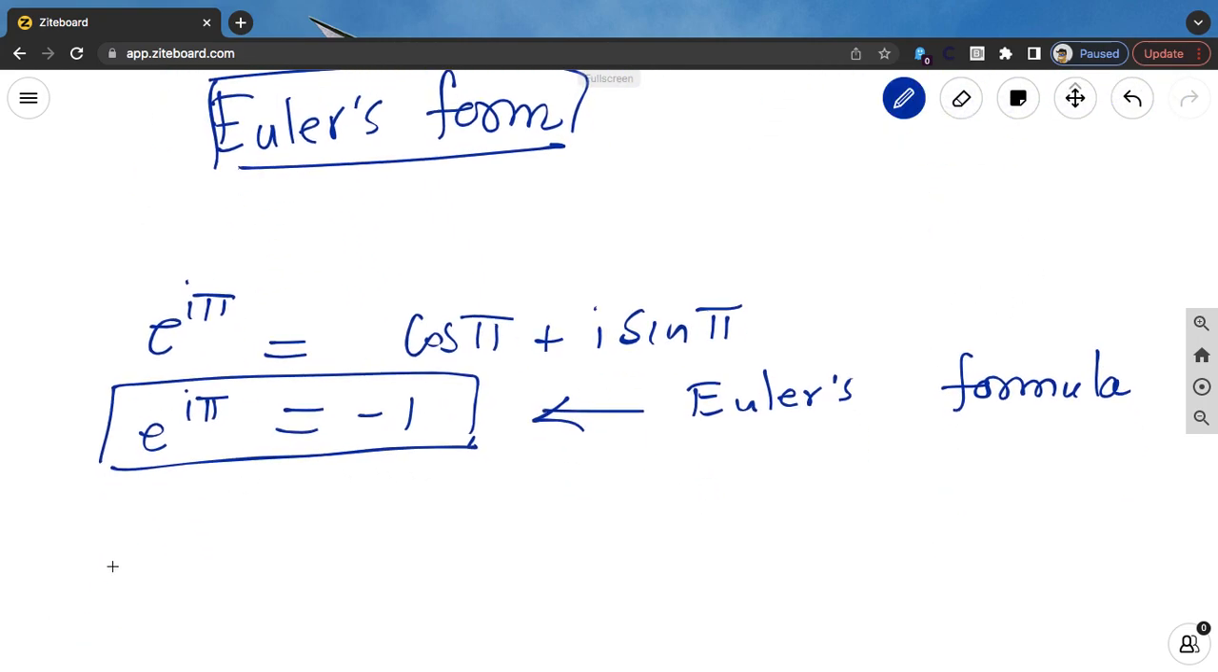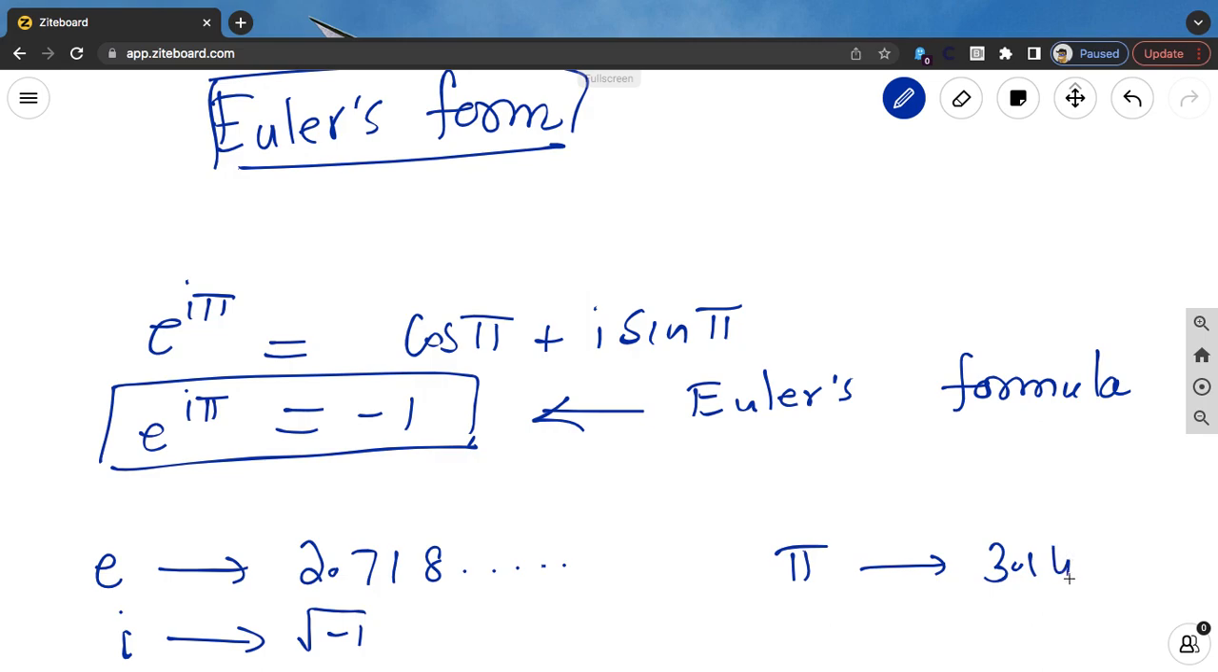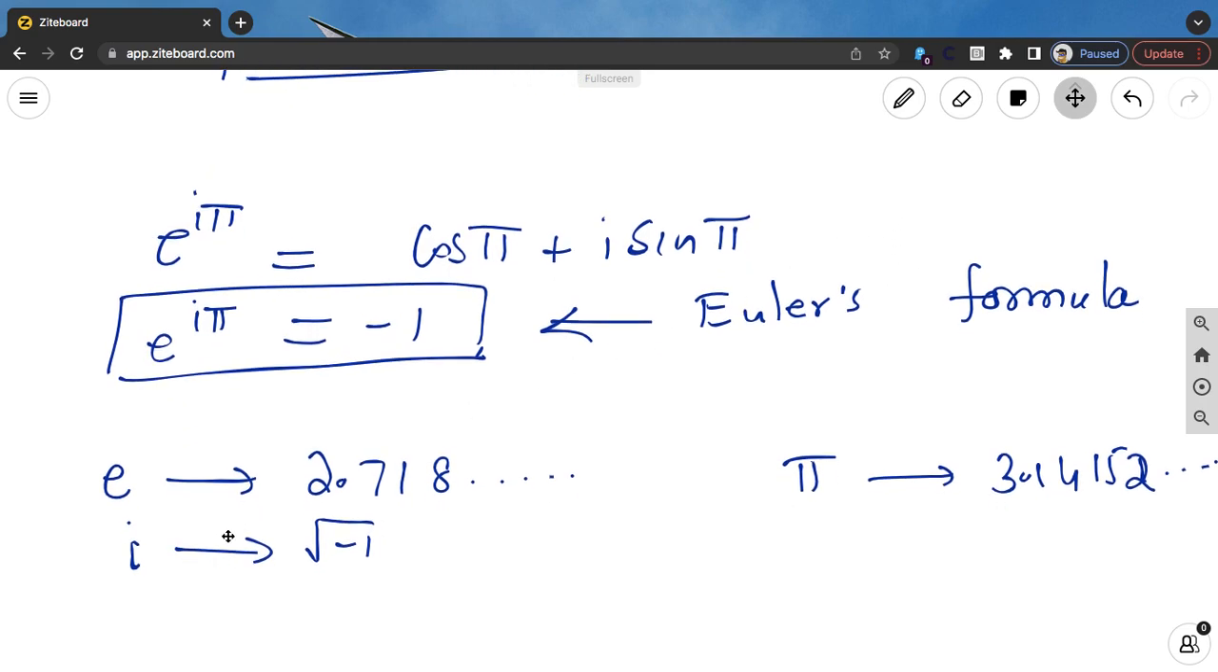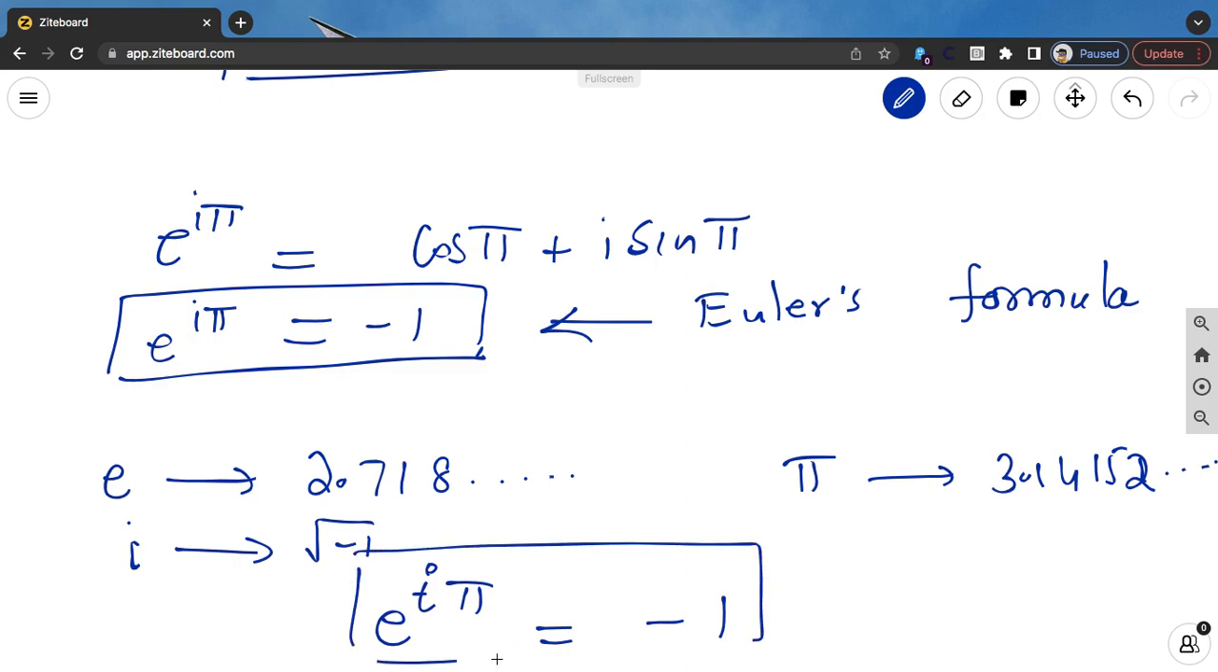The reason is e is an irrational number, 2.718 dot dot dot. i is an imaginary number, which is square root of minus 1. Pi is an irrational number, 3.14159 dot dot dot. But when I combine these three numbers, two irrational numbers and one imaginary number, what am I getting? I'm getting a real number minus 1, which has a fixed value. So mathematicians were amazed with the fact that combination of two irrational numbers and one imaginary number is leading to a number which has a definite value. That's the reason it was quite an astonishing fact for many mathematicians.